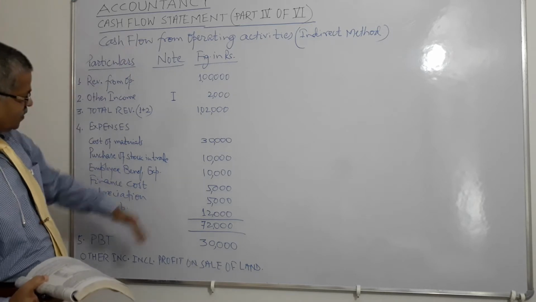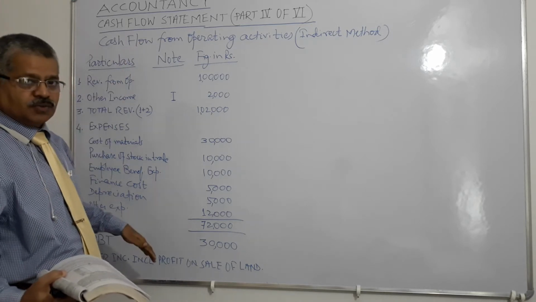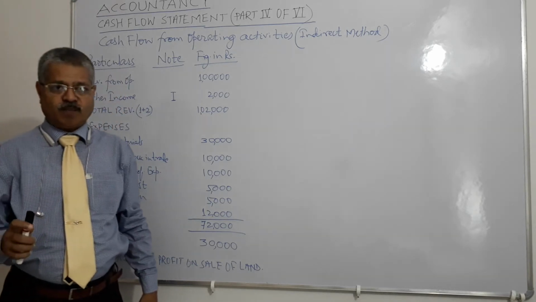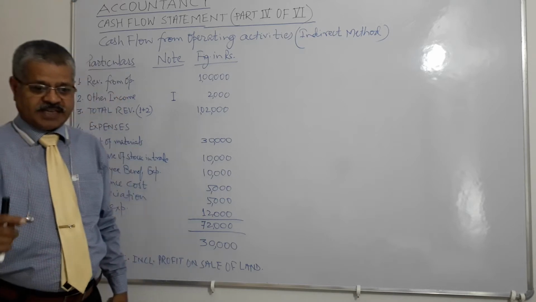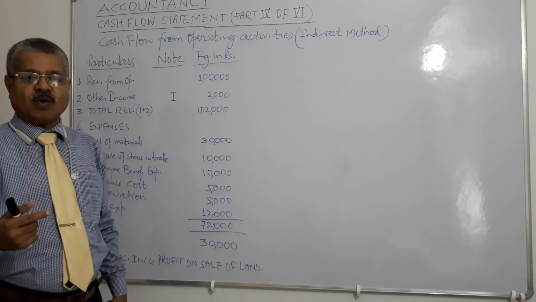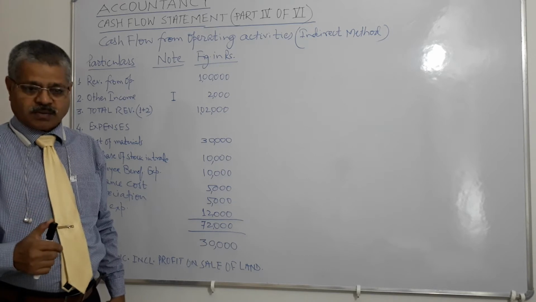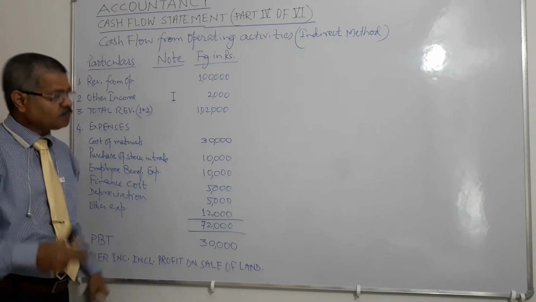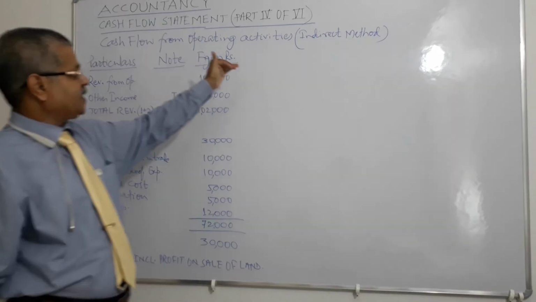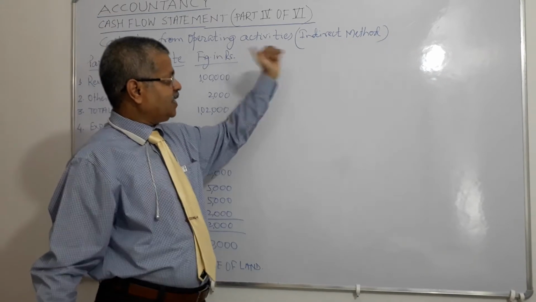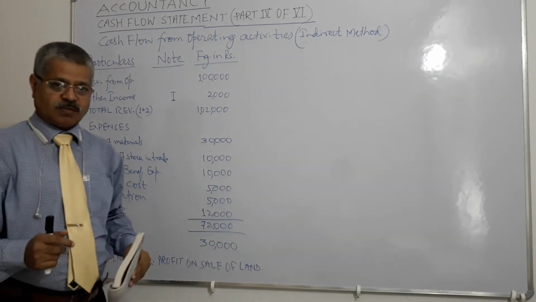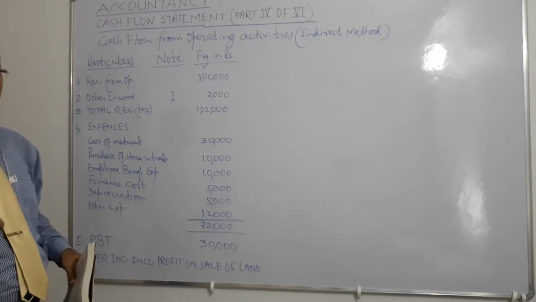So here you need not see this right now. This we have done to save on time, right? So the indirect method of ascertaining cash flow from operating activities. The starting point is net profit or loss before taxes and extraordinary items, right? Here, cash flow from operating activities under the indirect method, for ascertaining this, we start with net profit or loss before taxation and extraordinary items.